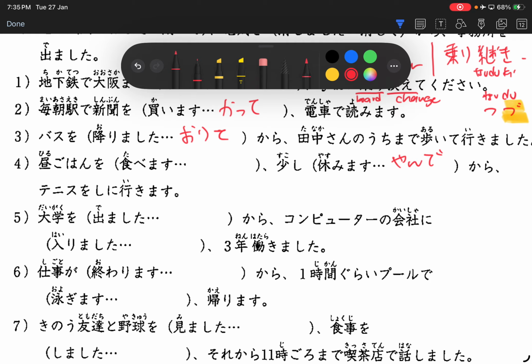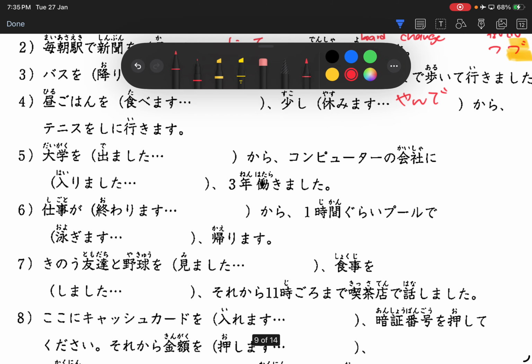Can you also say like tennis ni ikimasu? Like without the tennis coach. Yeah, so remember we learned, right, the noun ni. That works as well lah. Right? So tennis ni ikimasu, tennis をしに行きます. Both is fine. Okay, number 3.